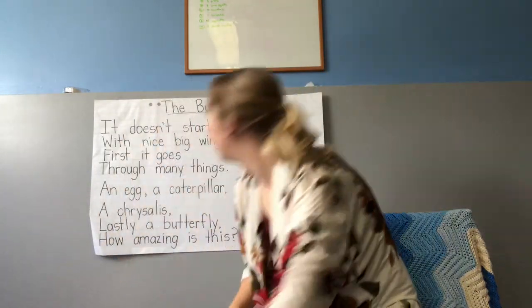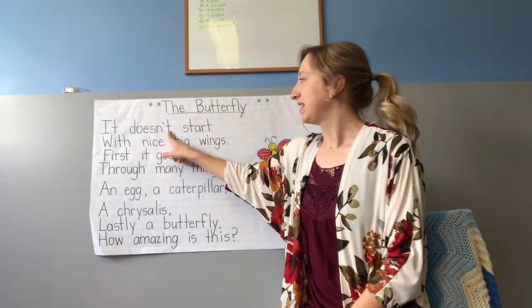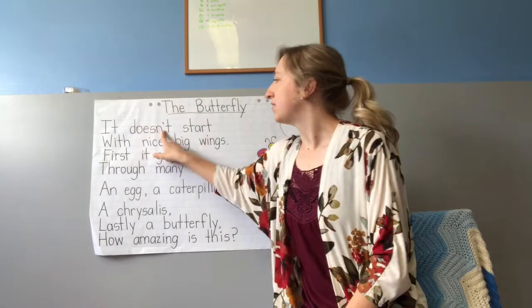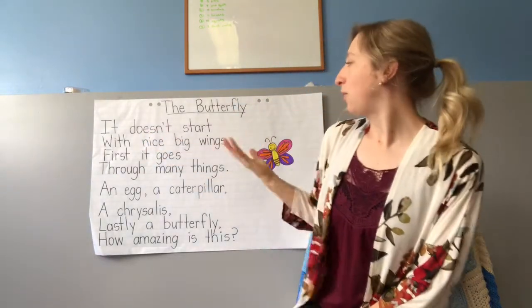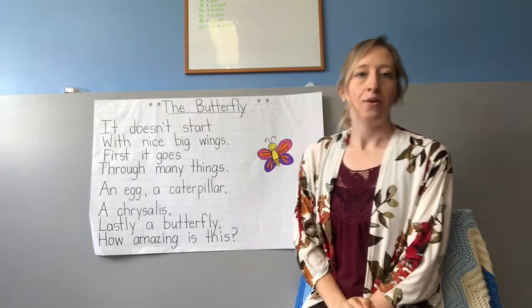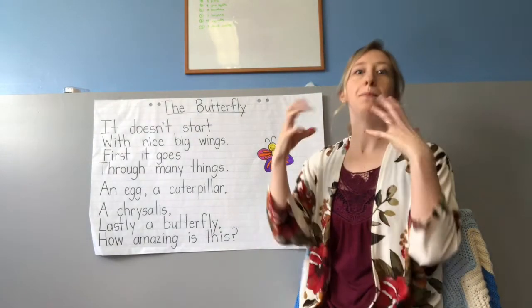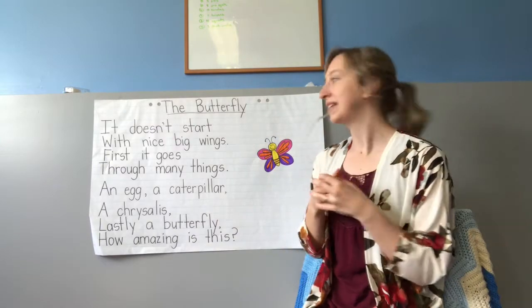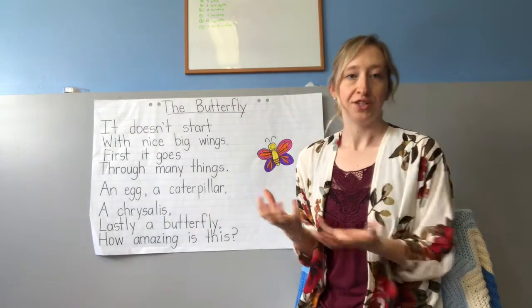Now, today's poem has a contraction in it. Doesn't. So instead of saying does not, they've shortened it to say doesn't. This poem is all about a butterfly and how a butterfly doesn't start like a butterfly. It doesn't start big and beautiful and with wings. It actually starts as an egg and goes through a changing process.